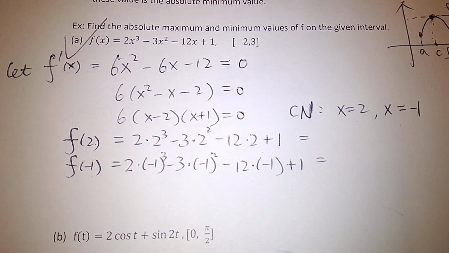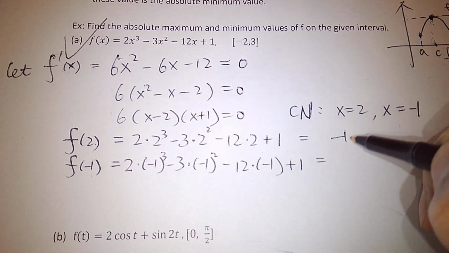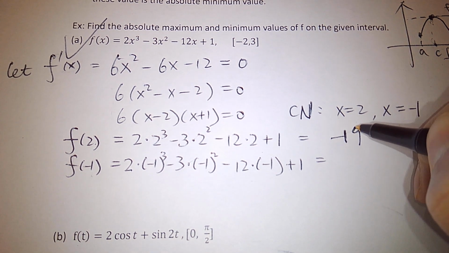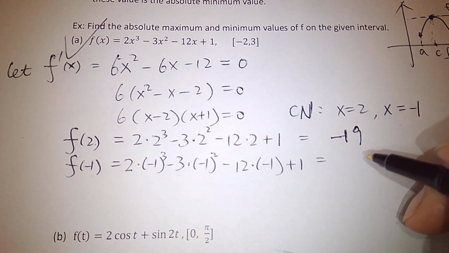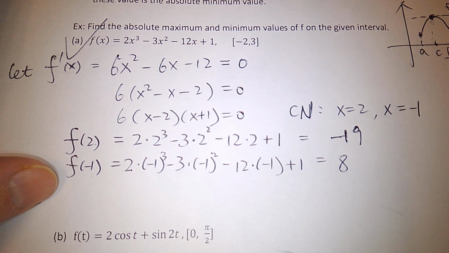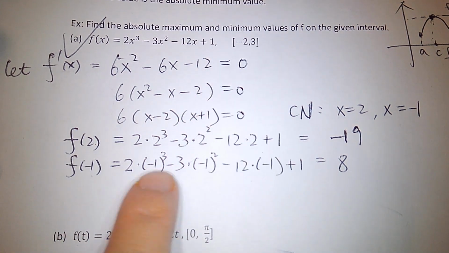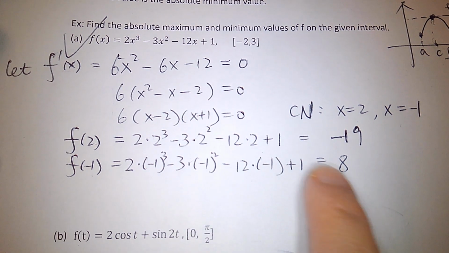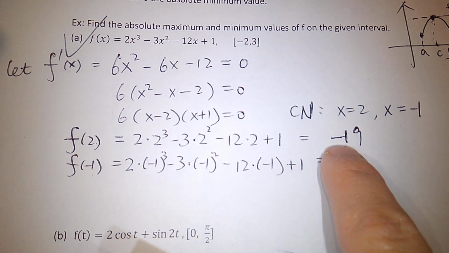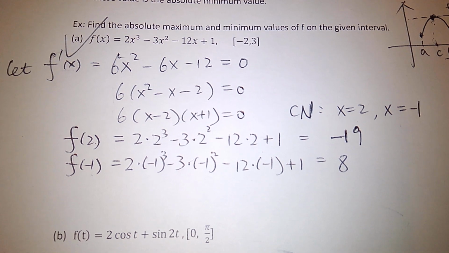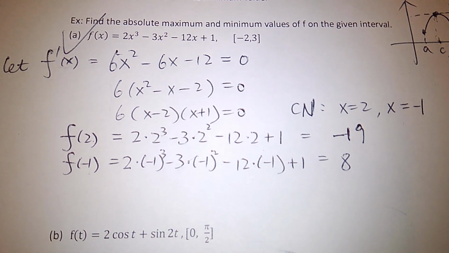Okay, f of 2 equals what? Negative 19. Agree with Stephen? Yeah. How about f of negative 1? 8. Okay, so that means in between negative 2 and 3, we find f of negative 1 equals 8, f of 2 equals negative 19. These might be our extreme values, okay, so might be.